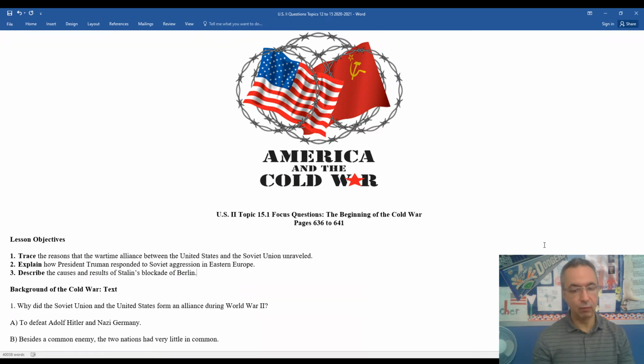So, our objectives for this particular section would be to trace the reasons that the wartime alliance between the United States and the Soviet Union collapsed, depending upon whether or not you're from the United States or the Soviet Union. Explain how President Truman responded to Soviet aggression in Eastern Europe. Describe the causes and results of Stalin's blockade of Berlin.